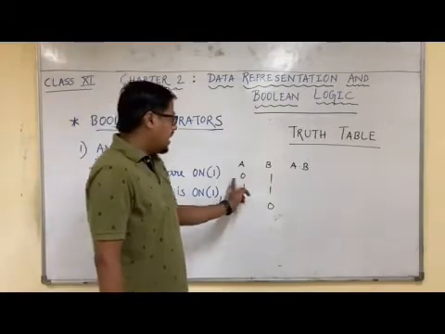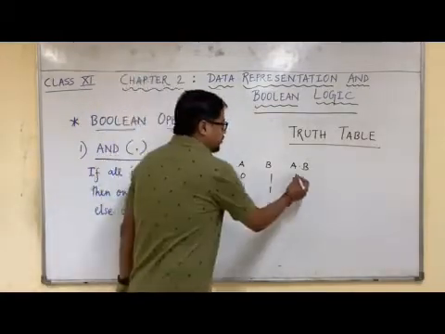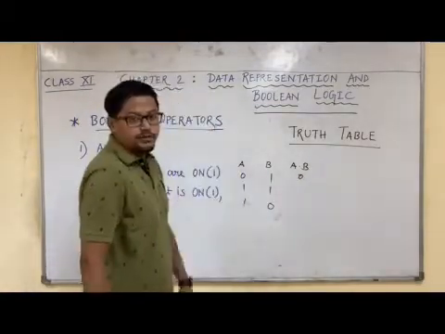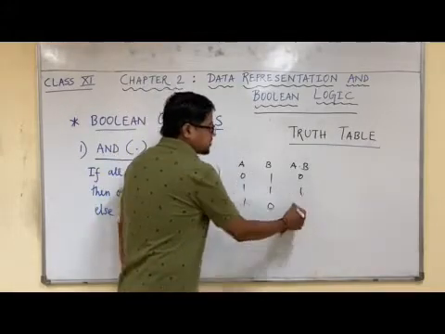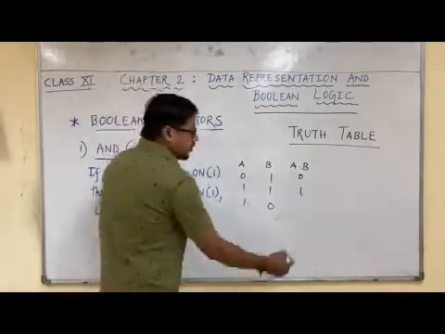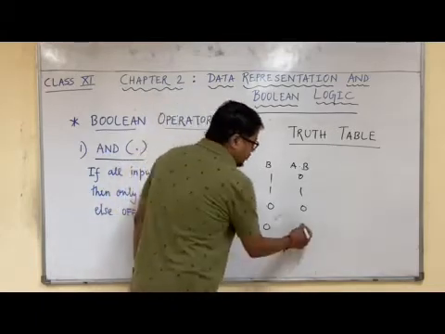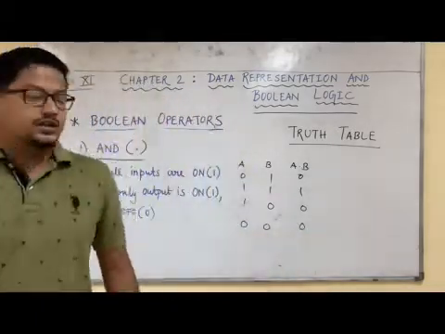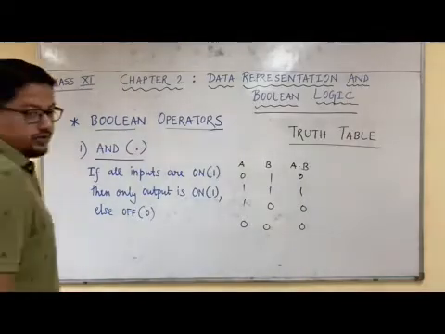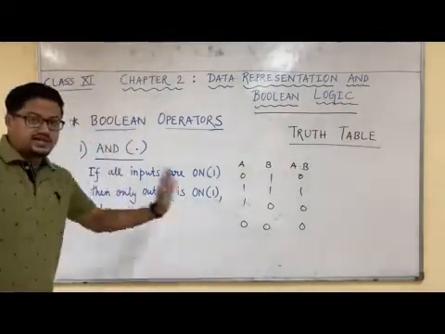Let us see. Are all inputs 1? No, output is 0. Are all inputs 1? Yes, output is 1. Are all inputs 1? No, output is 0. We can take one more. Are all inputs 1? No, output is 0. So this is how this AND operator actually works. I hope you will be very clear with the example that I have given.